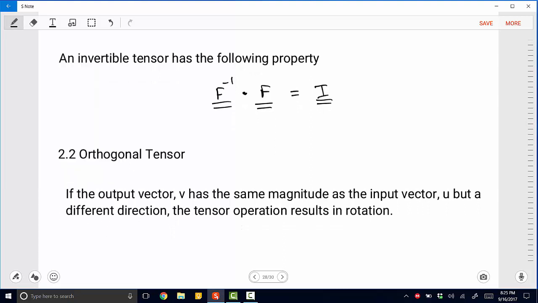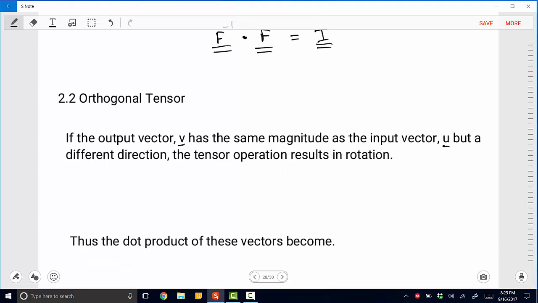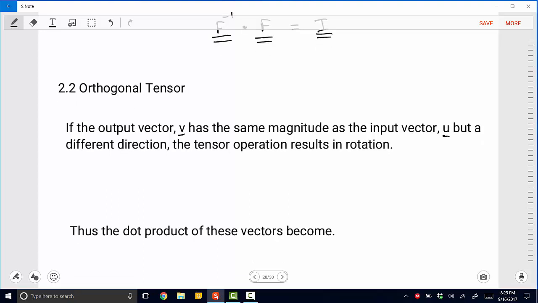So, if the input vector, v, has the same magnitude as the output vector, but its direction is different, then the tensor operation results in a rotation. Meaning we have some direction vector, we perform an operation, and the direction changes, we've performed a rotation, right? Makes sense. So let's say that we have some tensor A. We perform a dot product of that tensor with respect to our input vector, and our output is a vector that has the same magnitude but a different direction.